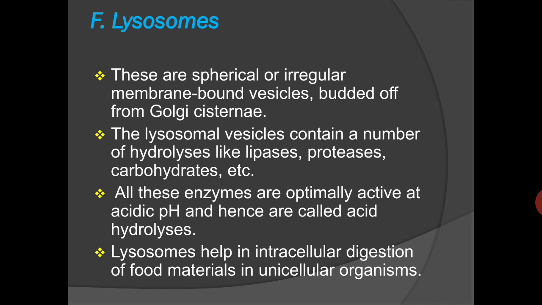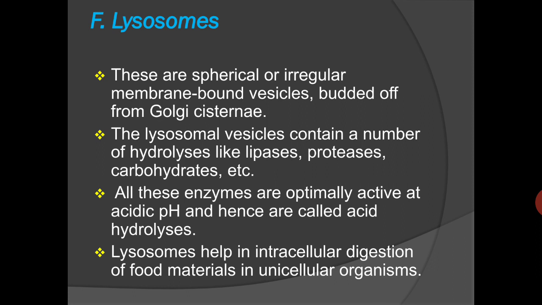Other organelles are spherical, sometimes irregular, membrane-bound vesicles that bud off from the Golgi cisternae or Golgi apparatus, known as the lysosomes. Lysosomal vesicles contain a large number of hydrolytic enzymes like lipases, proteases, and carbohydrases. Many enzymes are there, and all these enzymes are optimally active at acidic pH, and hence they are also known as acid hydrolases.